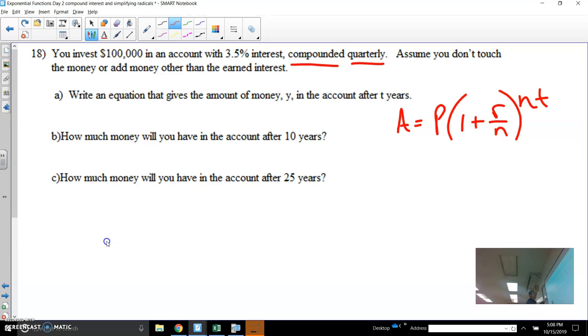So it looks like we have 100,000, and we also have 1 plus, because it does suggest that you're investing, so it's going to earn interest, it's going to go up.